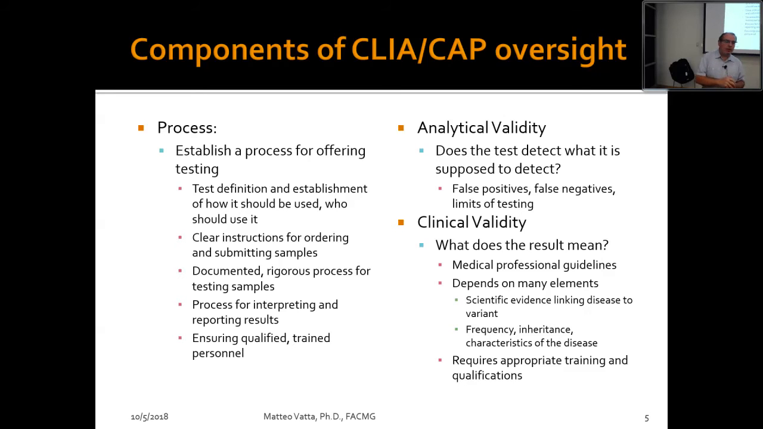The other oversight that the CLIA and CAP have on the laboratory is the analytical validity. So does the test detect what it's supposed to be detecting? They have oversight on how many false positives, false negatives, what is the threshold that is acceptable for the laboratory, and so forth. Also, clinical validity. They need to see that the clinical laboratory is following the latest medical guidelines. They need to know how the clinical testing is established and performed, which can depend on scientific evidence, frequency of the disease, type of modality of inheritance, and characteristics of the disease itself. And then, of course, again, training and qualification.